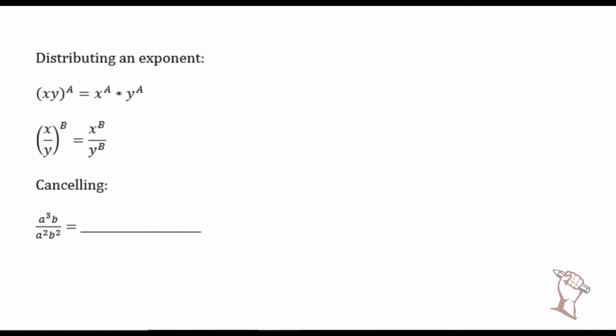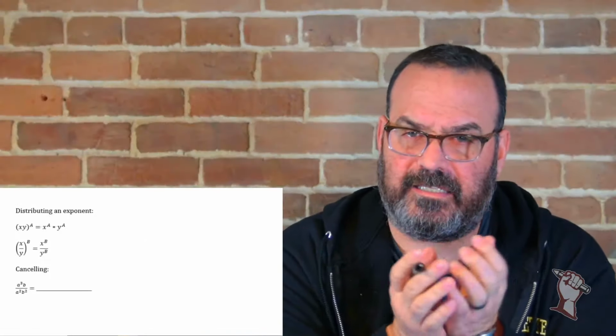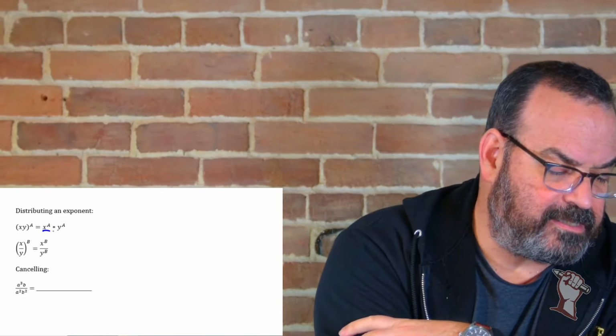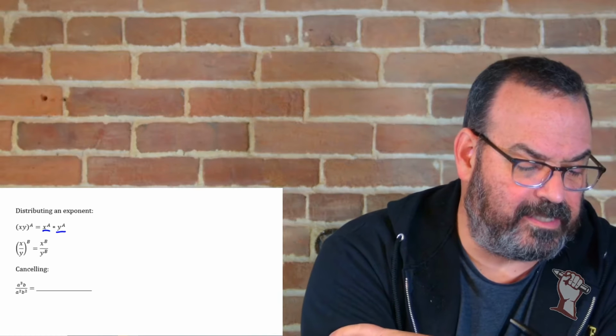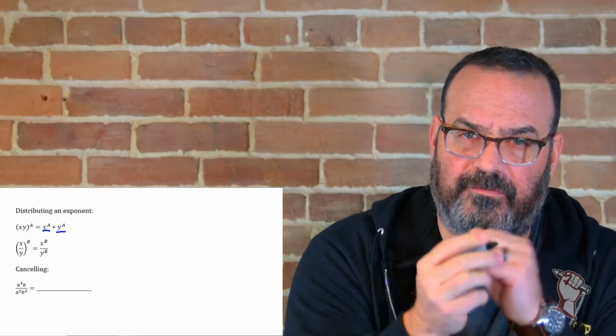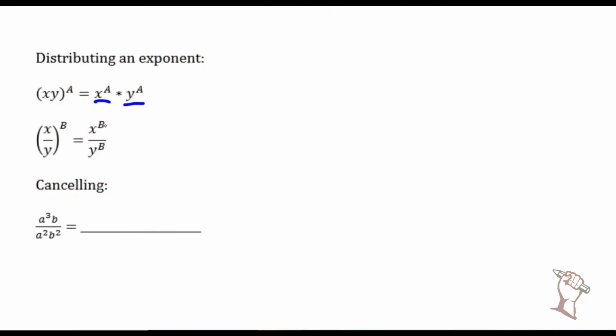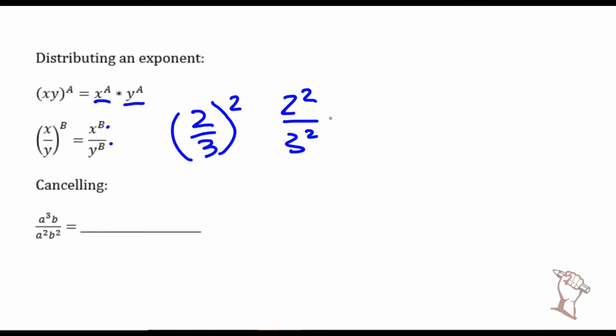All right, distributing an exponent. The quantity x times y raised to the a power can also be written as x to the a times y to the a. Know how this goes back and forth. Most students miss this. If there is an exponent over a fraction, it can be in both of the fractions. So if I have 2/3 quantity squared, it's 2 squared over 3 squared, or 4 over 9, as we've seen before in an earlier problem.